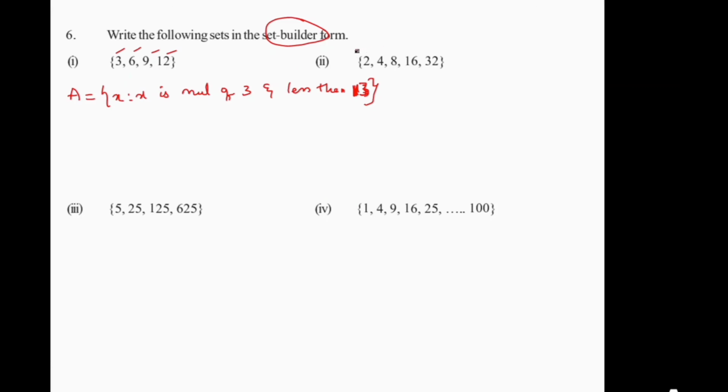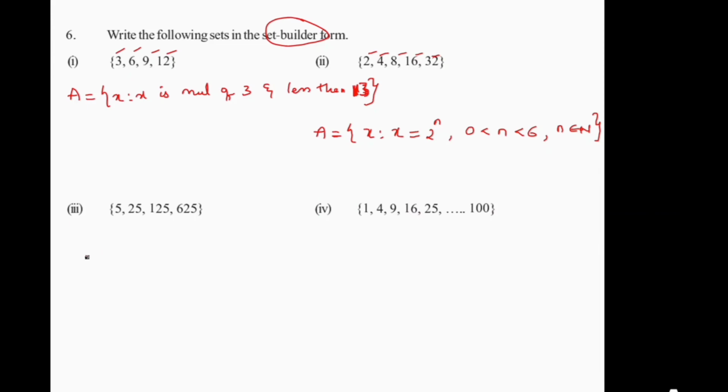So let's look at the next one over here. How can I write this? Look here, 2, 4, 8, 16 and 32. I can write it as a multiple of 2, right? So it is a set of x such that x is 2 to the power n, where the value of n lies below 6. The n belongs only to the set of natural numbers, no negative numbers or integers are given over there.